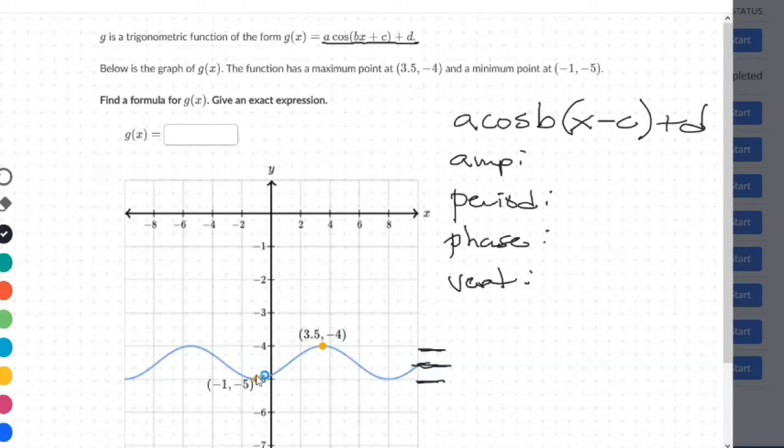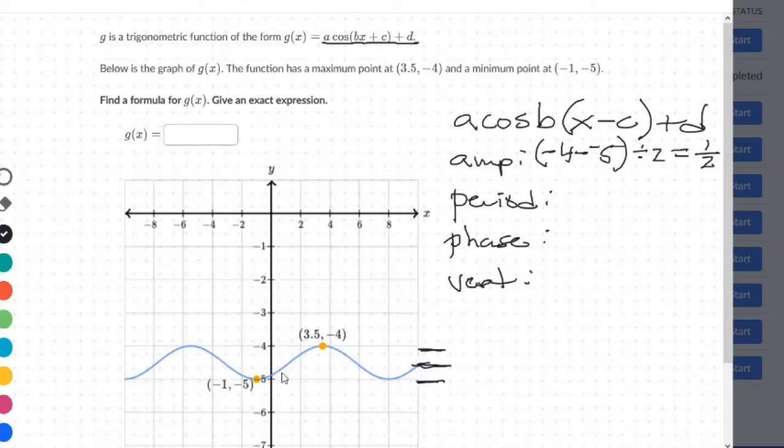But if I look at the difference between these, -4 minus -5, and then divide that by 2, that would be the amplitude. So if I find the difference between this high and low point and then cut it in half, that's going to be the amplitude. And so this is really going to change to plus. So it'd be what, 1 unit? Yep, 1 unit there. And half of that would be 1/2. So the amplitude is 1/2.